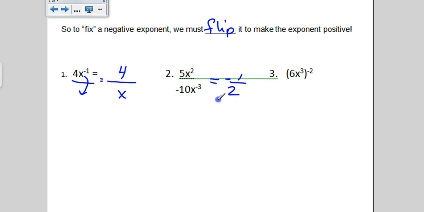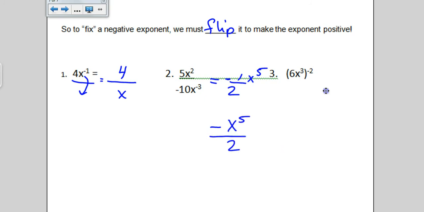Now, on this next part, x squared over x to the negative 3, you could either flip x to the negative 3 up to the top, or you could just go ahead and subtract. 2 minus a negative 3 is a positive 5. So we're going to end up with x to the positive 5 up in the numerator. Now this answer looks really gross the way it's looking right now, so I'm going to clean it up, and I'm going to say negative x to the 5th over 2.